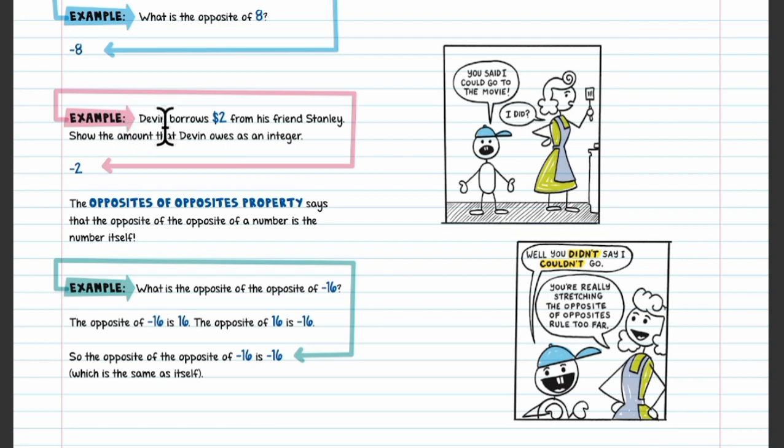-8. Example: Devin borrows $2 from his friend Stanley. Show the amount that Devin owes as an integer.